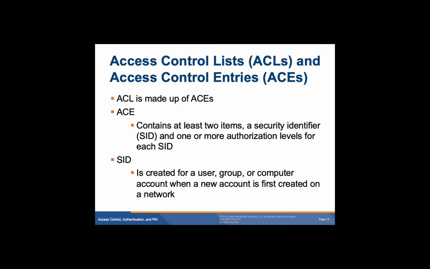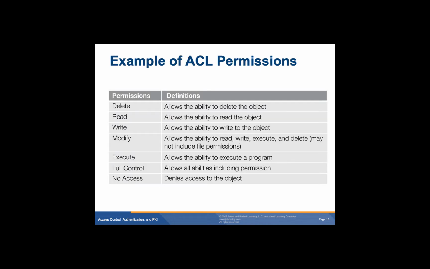An ACL is made up of ACEs. An ACE contains at least 2 items, a security identifier, SID, and 1 or more authorization levels for each SID. There are some examples in the textbook that you should look at. An SID is created for a user, group, or computer account when a new user account is first created on a network. Some examples of ACL permissions include this whole list: delete, read, write, modify, execute, full control, and no access.